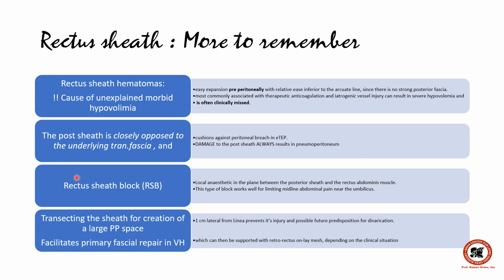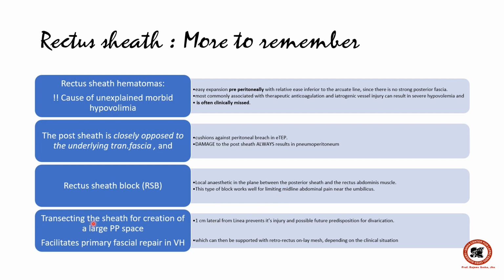Number three, the use of the sheath for rectus sheath block, which gives very good midline analgesia and, to a certain extent, muscle relaxation in the midline. And here the local anesthetic is infiltrated in between the posterior wall of the rectus abdominis muscle and the anterior surface of the posterior rectus sheath.